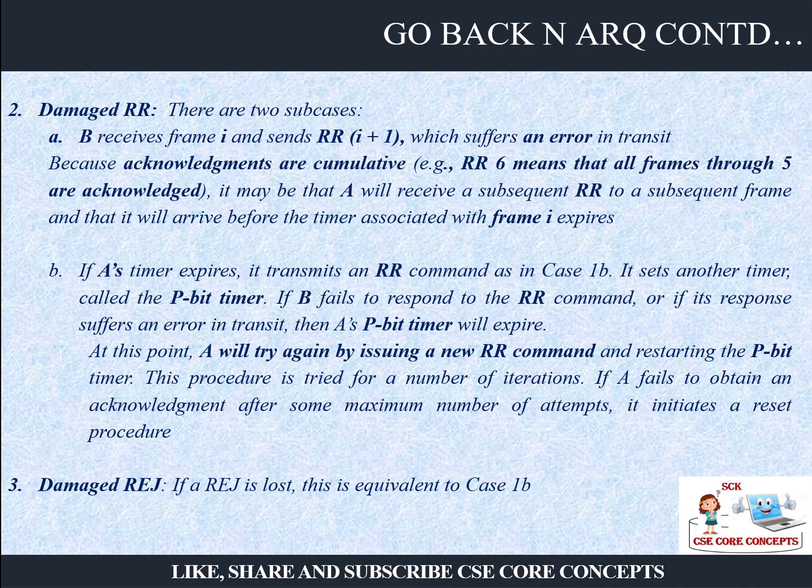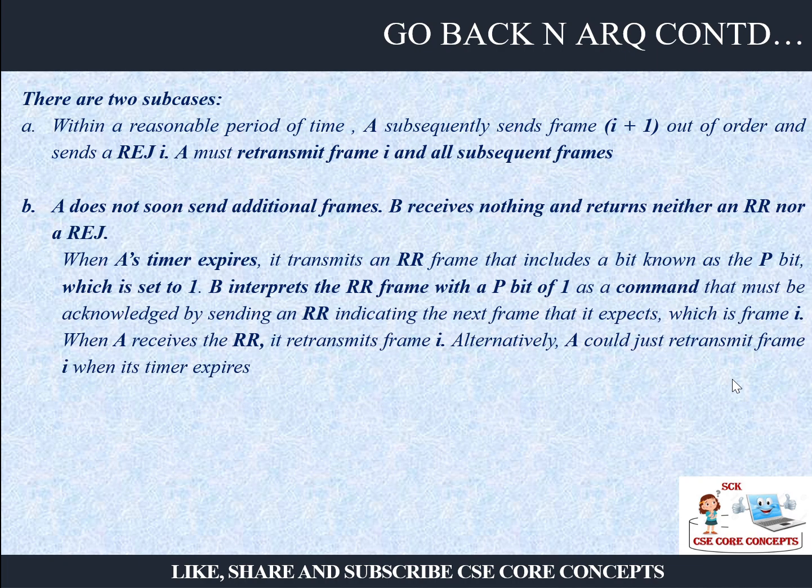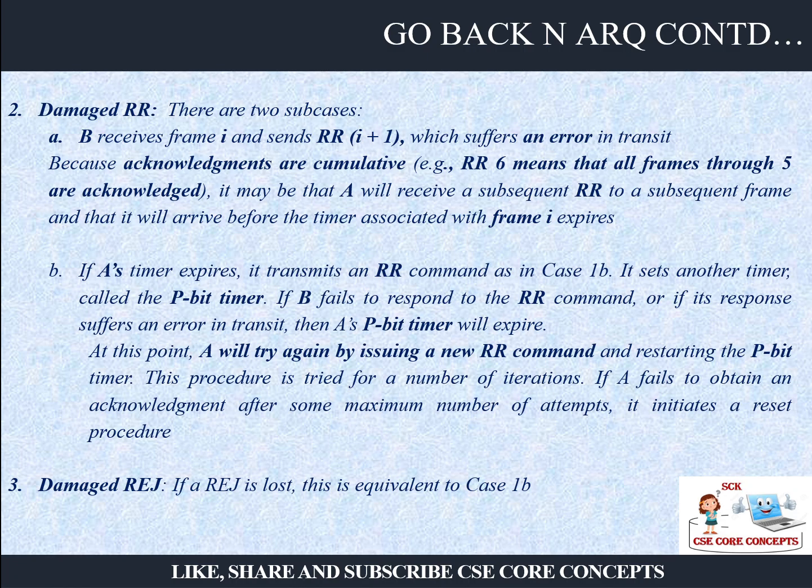Suppose you are sending a reject acknowledgement. RR is what? Receive ready. But suppose the frame had some errors and B has sent a reject acknowledgement, then it is the same case as case 1B. What was our case 1B? That is, B has sent an acknowledgement. The acknowledgement could be RR or REJ, whatever. If the acknowledgement has been missed, A will wait for some time, B is kept silent, the timer expires, and A will ask with the RR command with a P bit of 1. Then B will respond with the frame number which it is expecting. So I hope you understood these cases.